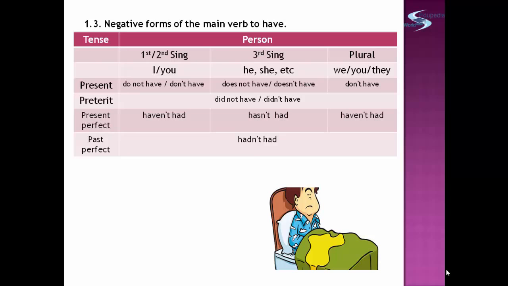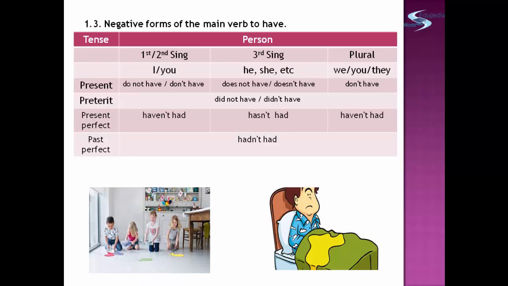In the present perfect tense, it would take the form haven't had for the first and second person singular, hasn't had for the third person singular, and haven't had in the plural form. For the past perfect tense, all of these subjects would take the form hadn't had for the negative form of the main verb to have. So let us have an example. We haven't had any complaints so far. If he hadn't had those mushrooms, he wouldn't be ill.